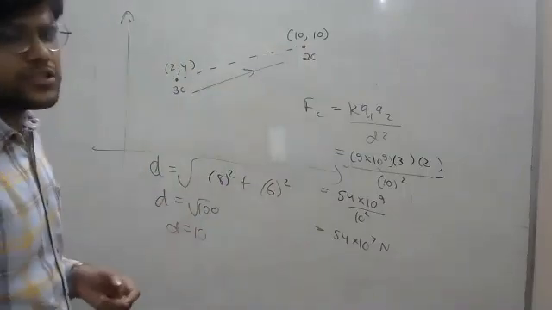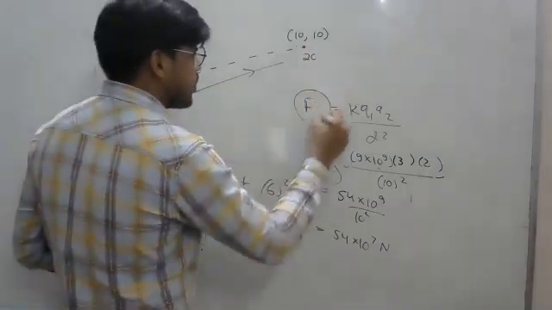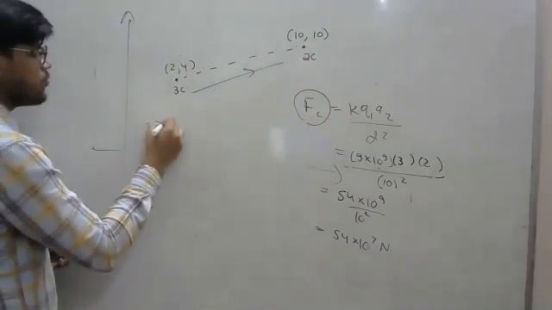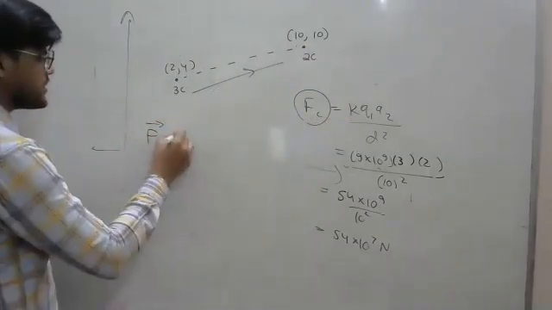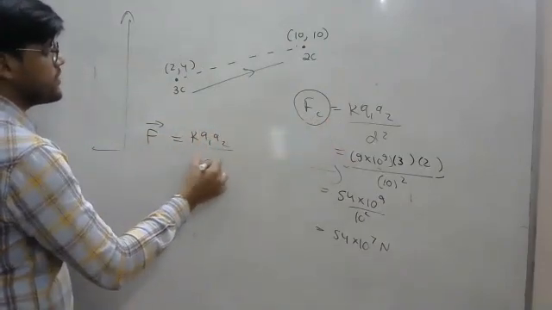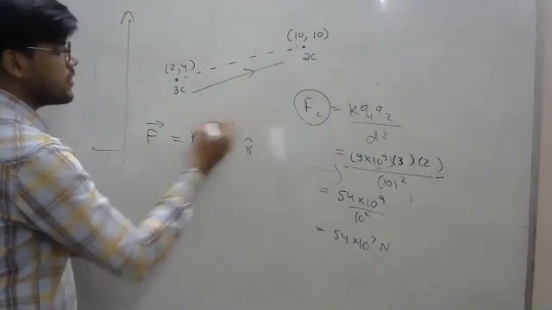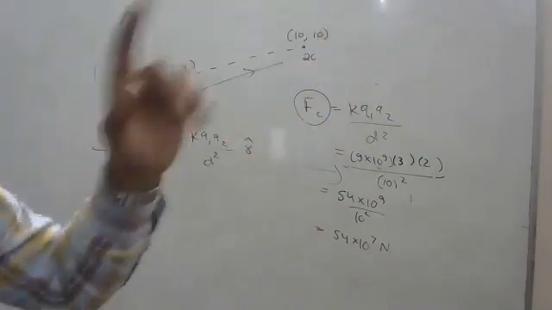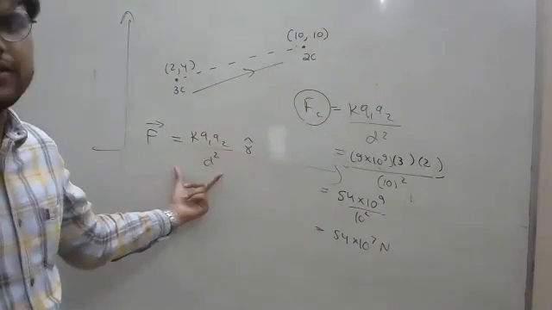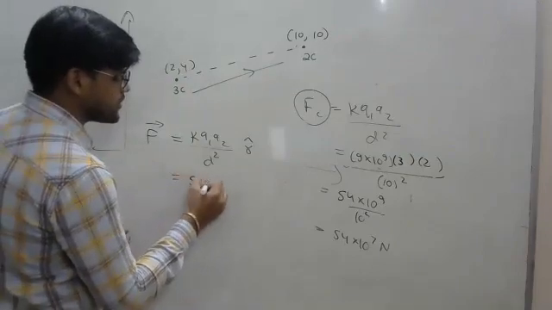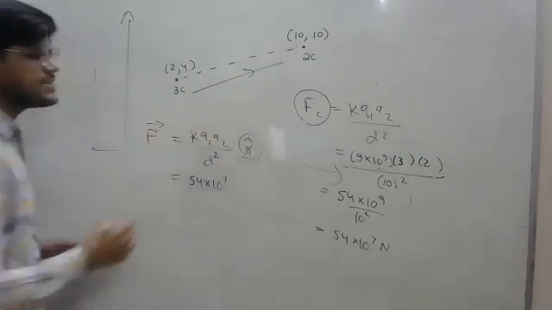How to find direction? First of all, whenever you want to mention this coulomb force in vector form, see, understand. Magnitude will remain as it is, K Q1 Q2 upon d square. But along with this, you have to mention r cap, where r is the direction. This is direction part and this is magnitude part. I've already calculated the magnitude, 54 into 10 raised to 7. How to find this r cap?